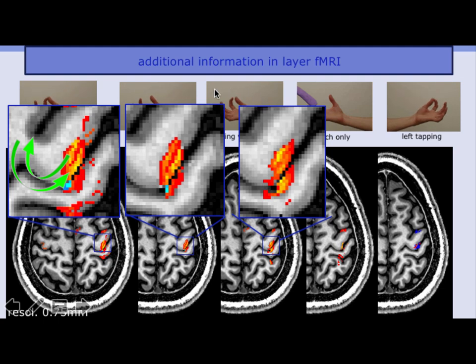For example, for the slow tapping, we have a reduced output, so most of the activity is coming from the upper layer, as opposed to the fast tapping, where we have strong output in the deeper layers, but reduced input from the sensory cortex because the touching is missing. So this is the kind of information we hope to get from high-resolution, layer-dependent fMRI, like input-output features, the kind of microcircuit level that is involved in certain tasks.